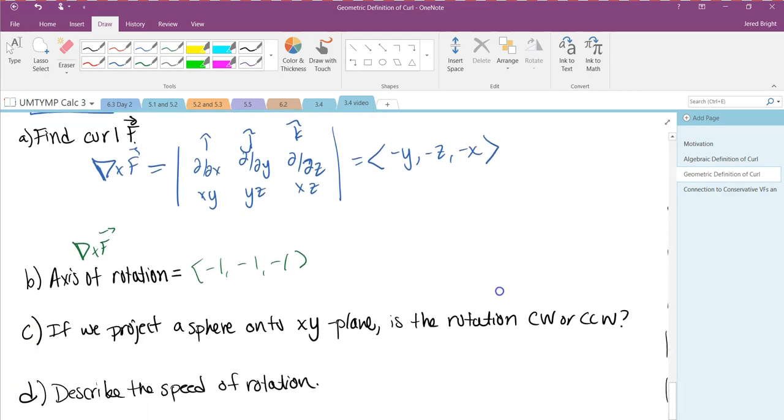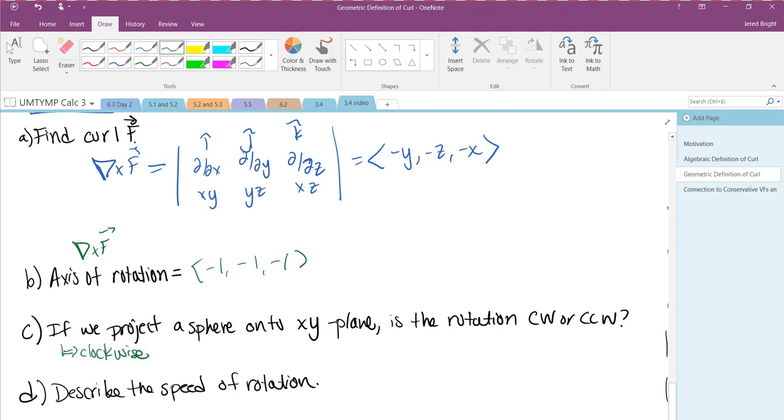For part C, if we project a sphere onto the xy plane, is this rotation clockwise or counterclockwise? So this one's a little bit more interesting. For this particular example, I think it works out okay. And so if we do that projection, I think you could safely say, even before thinking of the projection, there's a whole lot of clockwise motion going on here because we have negative components, right? So really, first, just by looking at negative components, we can say it's going to be clockwise.